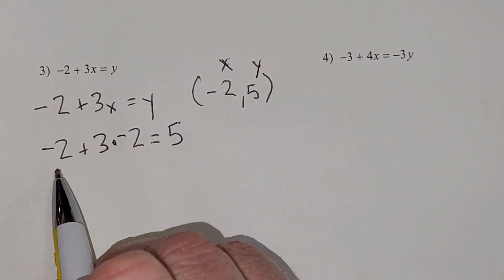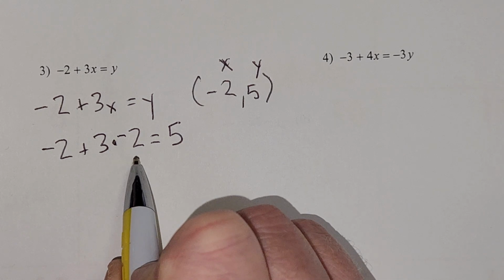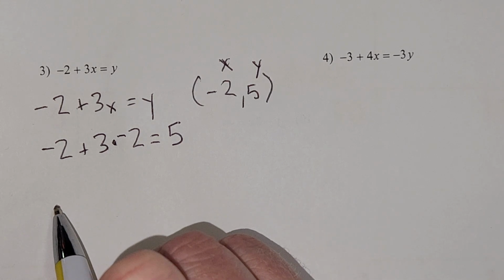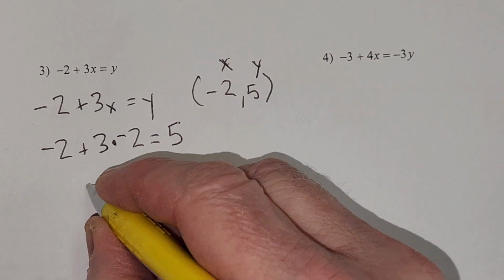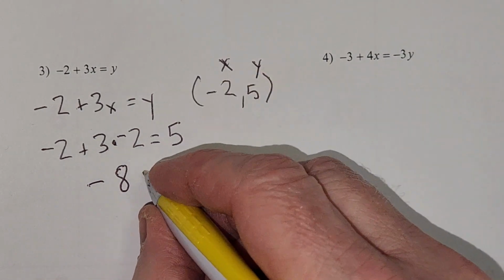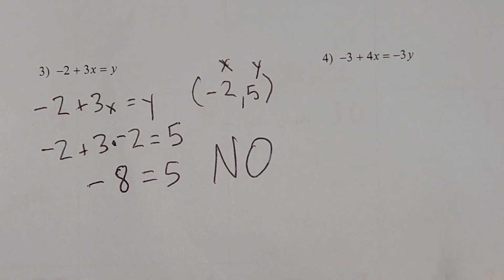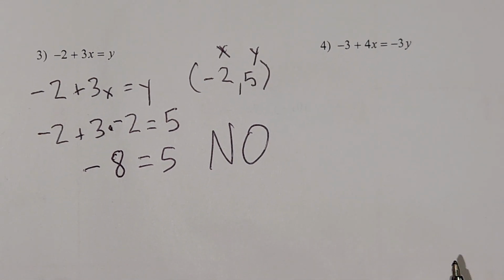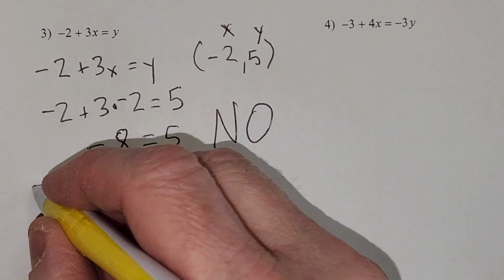So plug in with your sweet calculators. -2 plus 3 times -2. And that should be -8. Does that equal 5? That's a no. So this point does not work. So let's move to the next one.